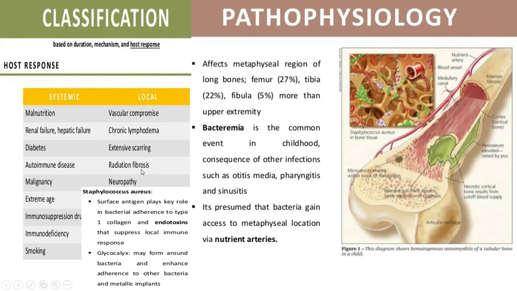And the most common positive organism in the pathogenesis of osteomyelitis is Staphylococcus aureus. And why Staphylococcus aureus? Because the presence of surface antigen plays a key role in bacterial adherence to type 1 collagen, which is the most abundant collagen in the bone matrix, and endotoxin suppresses the local immune response.